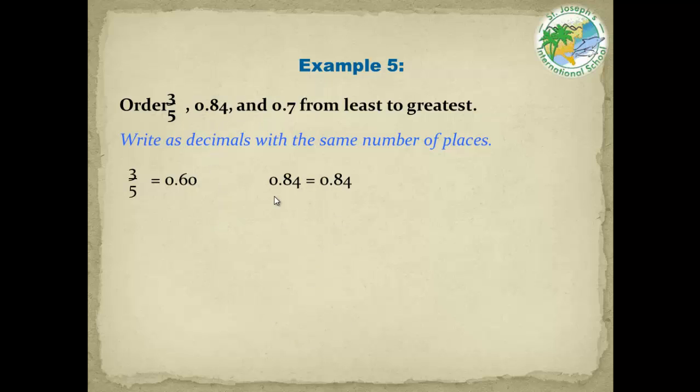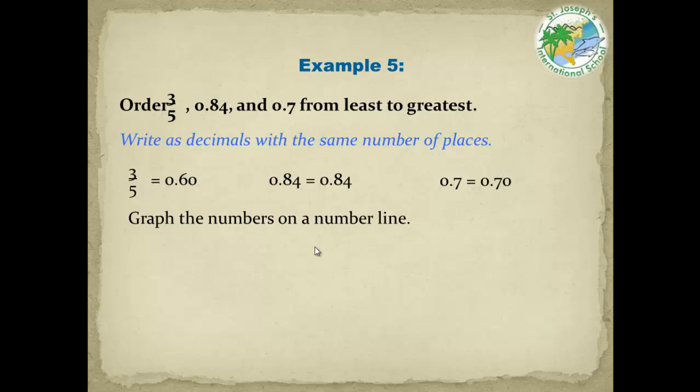Okay. 0.84 equals 0.84, which has hundredths digits, and here we write 0 to equalize the number of decimal places. Then 0.7, we write 0 to equalize the decimal places, so all of them are in the hundredths decimal place. Now we can compare and order these decimal numbers.